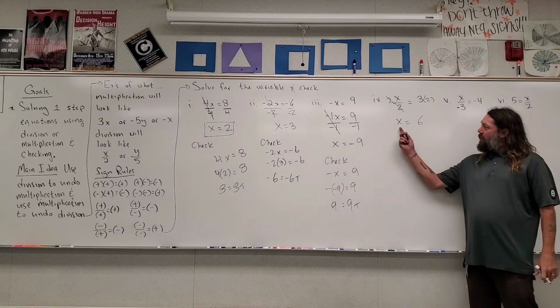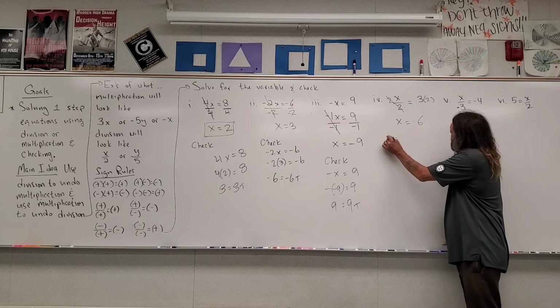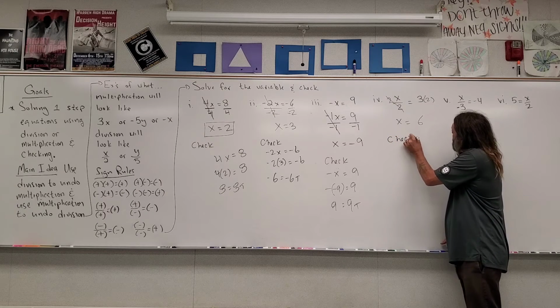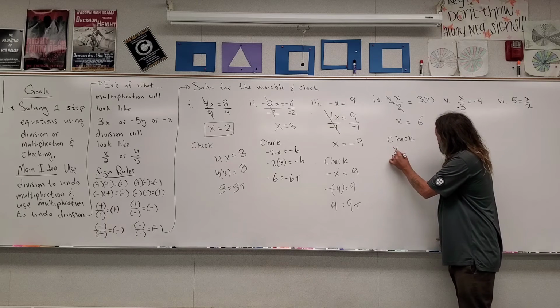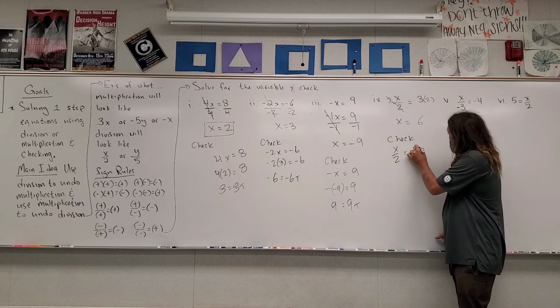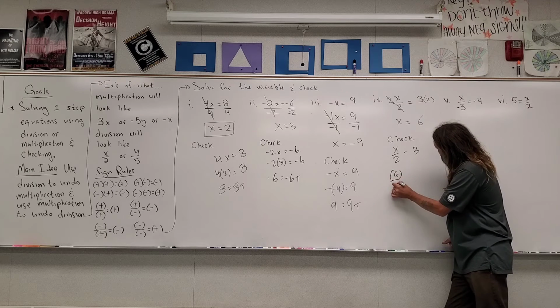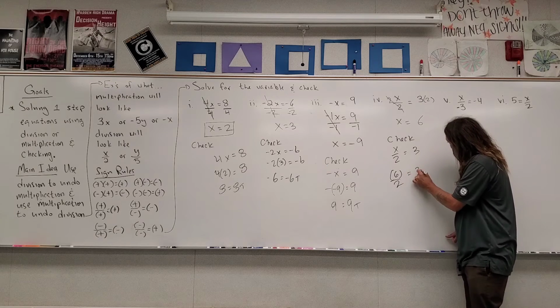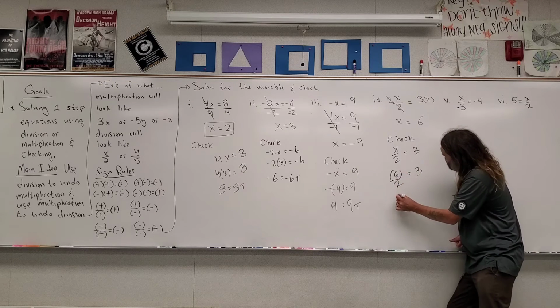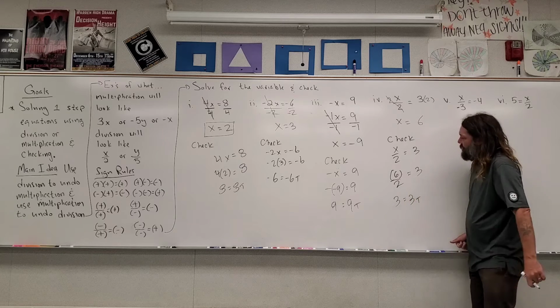I've solved it because x is by itself, and so what I'm going to do is check, and I always check in the original, and here I have x over 2 is equal to 3. I now can replace my x with a 6, because that's what we agreed that x is going to be. 2 goes into 6 3 times. So we're going to get 3 equals 3, and that is true.